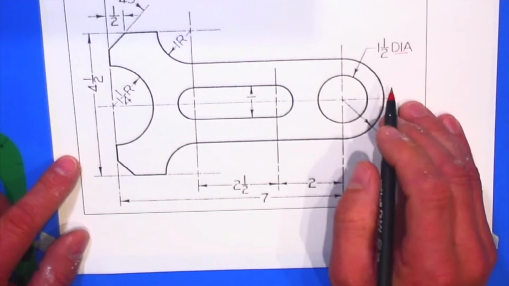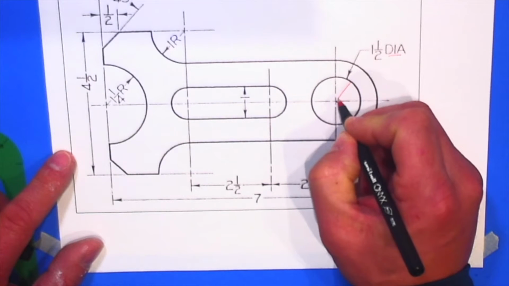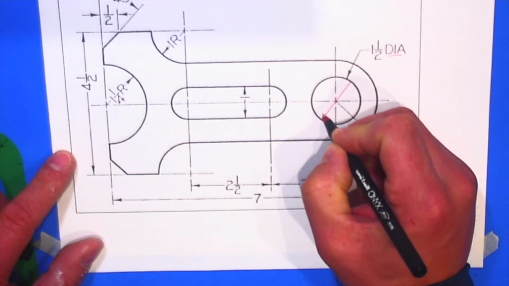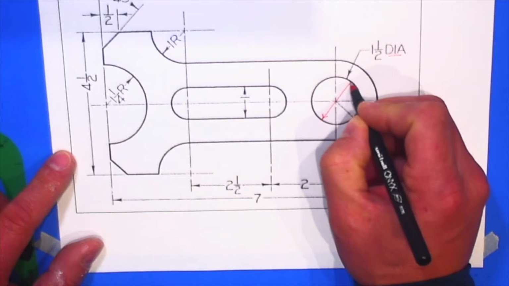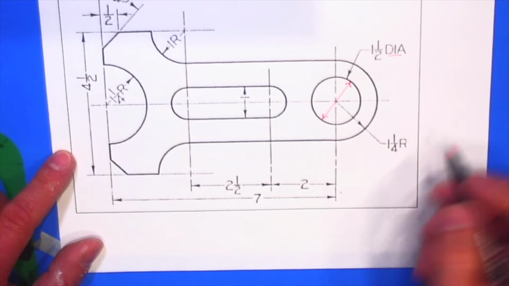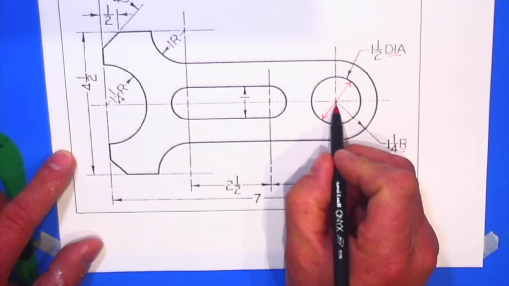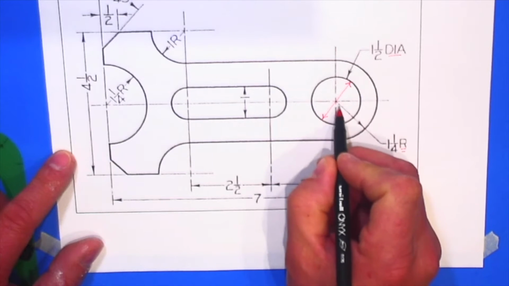And then understanding what the dimensions are telling you, either a diameter, which goes the entire distance across a circle, or radius, which is telling you that this goes halfway across the circle or arc.